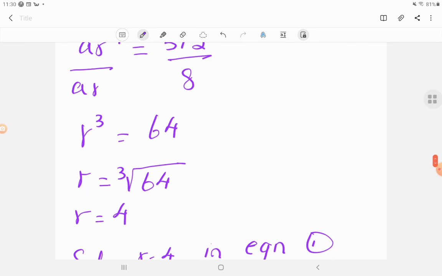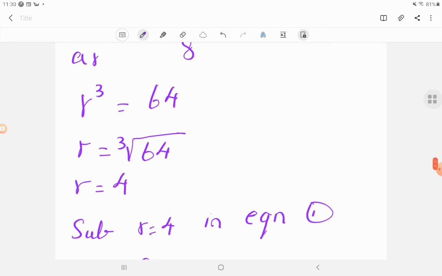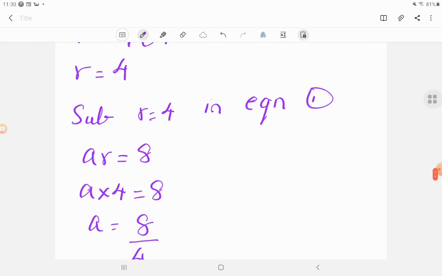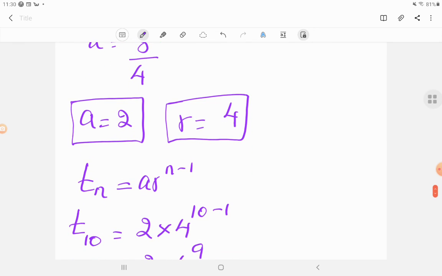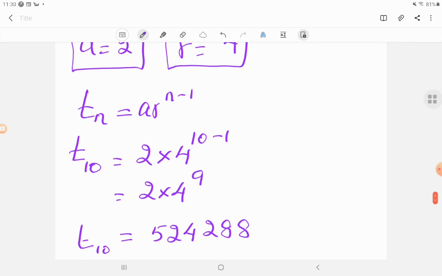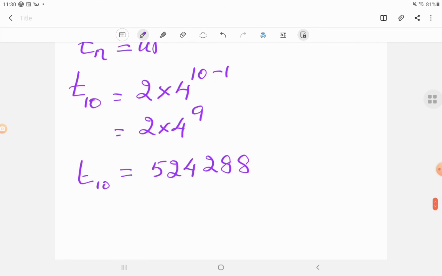So you get r is equal to 4 and you substitute the value for r in any one of the equations to get the value for a. In this case, we get a is equal to 2. And then the last part of the question says find the 10th term. You can find any term using this general formula, which is Tn is equal to ar to the power of n minus 1. So therefore we get T10 is equal to 524,288.